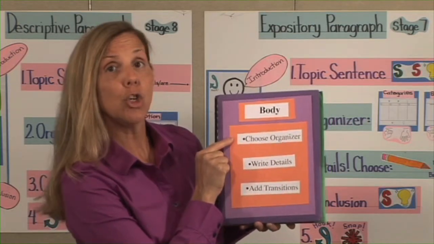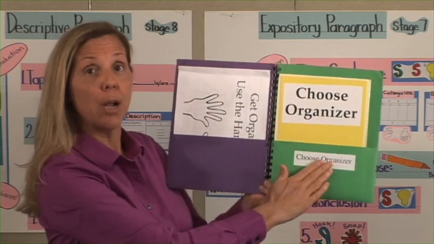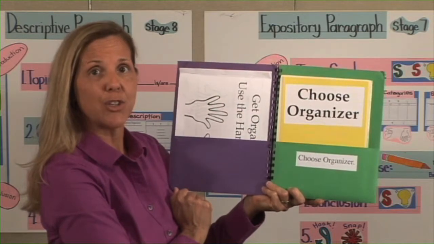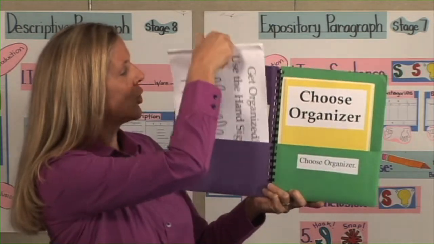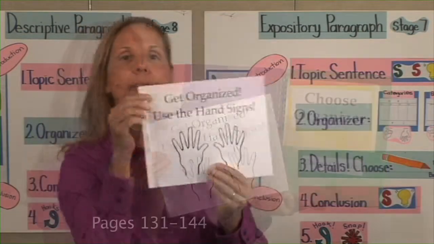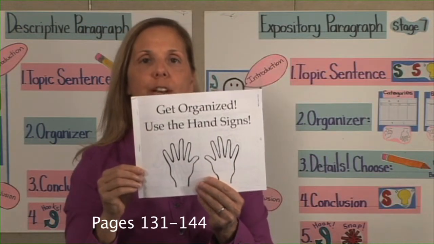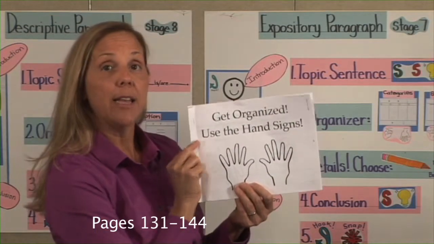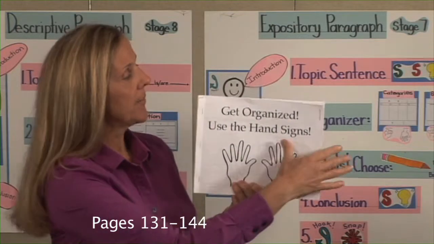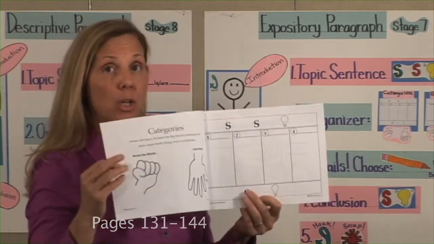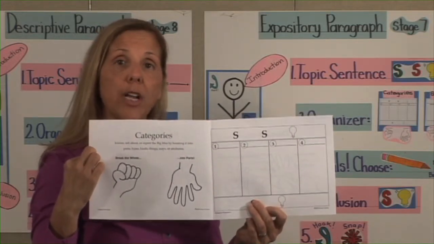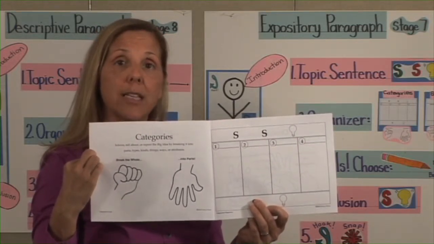First, let's go to choose the organizer. I'm showing you a couple of tools here, and you can decide which one you think would work best for your students. Let's start with our first tool here. Here's our Get Organized, Use the Hand Signs booklet. I've taken the black line masters that are in your manual, duplicated these pages back to back, and stapled them so I have a booklet. So that when I open up the booklet, I have the hand signs on the left side of the page and I have the organizer that matches it on the right side of the page.